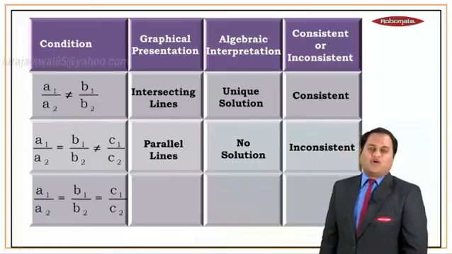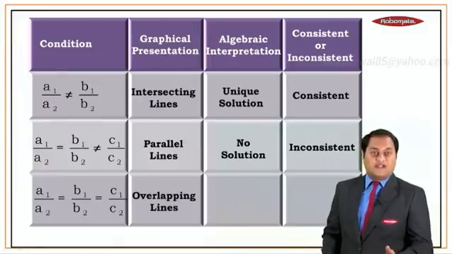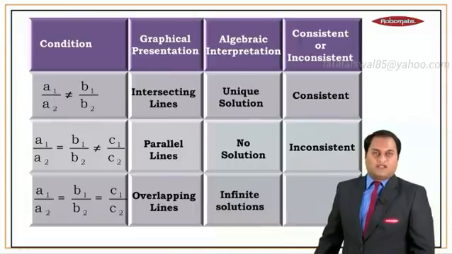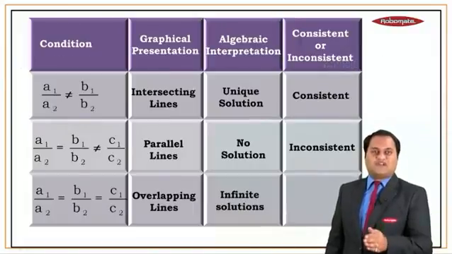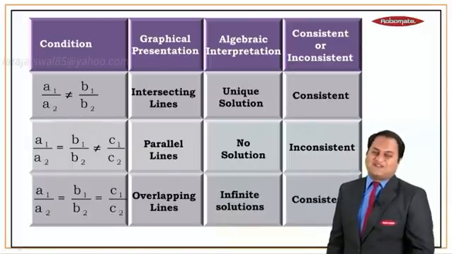The third is all the three ratios are equal, the lines are overlapping or coincident, right? The algebraic interpretation is they have got an infinite number of solutions. Because there are solutions, the equations are definitely consistent. So that's the concept.